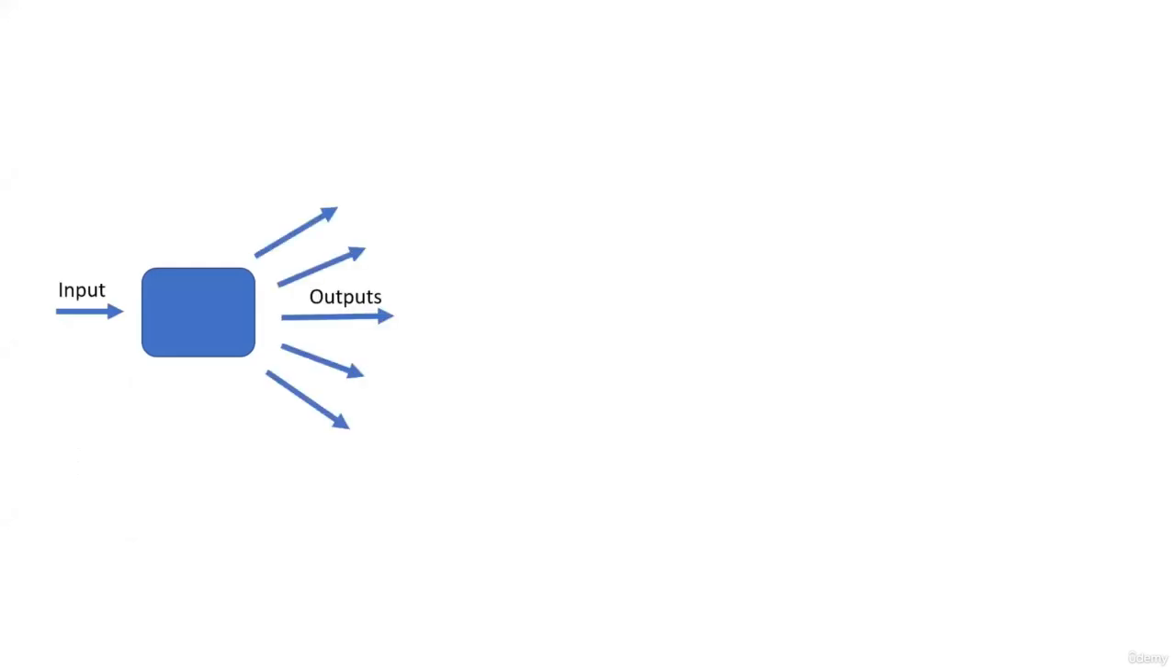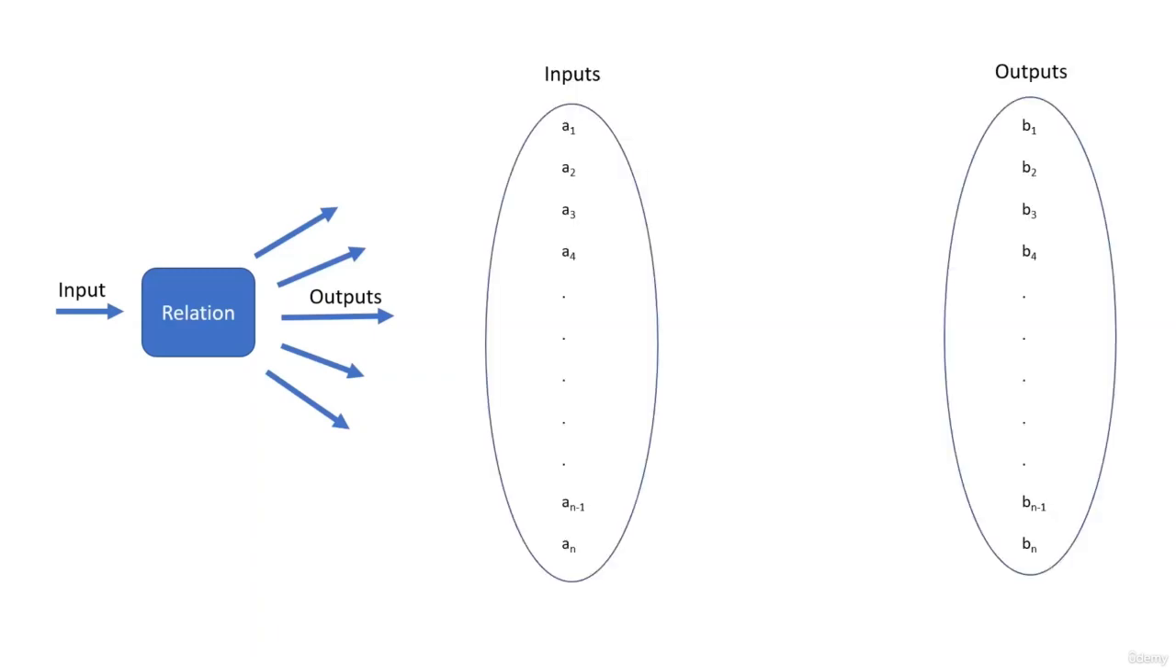Let's understand a particular machine, guys. There's a machine in which you feed an input and you can have multiple outputs possible. Such a machine is called a relation. You can understand this analogy with the help of two sets, two particular collections of objects: the input set and the output set.